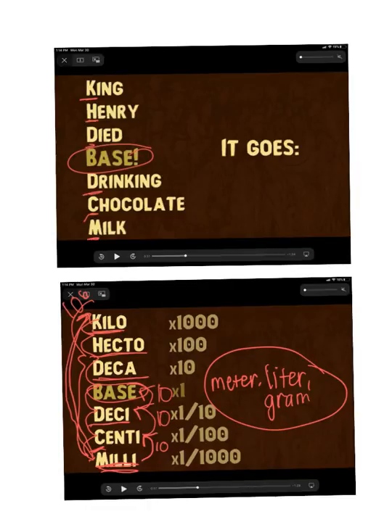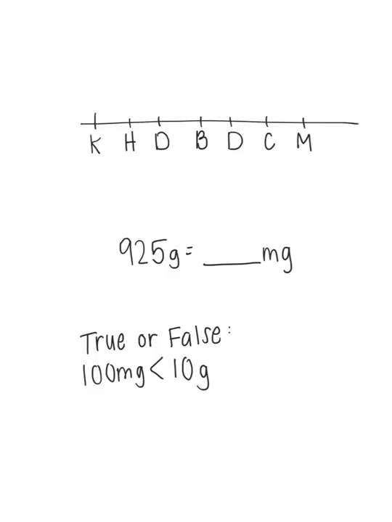Now, if multiplying and dividing by powers of 10 is a bit of a weakness for you, I am going to teach you a little bit of a trick when using the King Henry died number line. So looking over here, I simply turned my King Henry died mnemonic device, to help me remember all the different measurements in the metric system, into a number line where this base, technically I would say, represents 1.